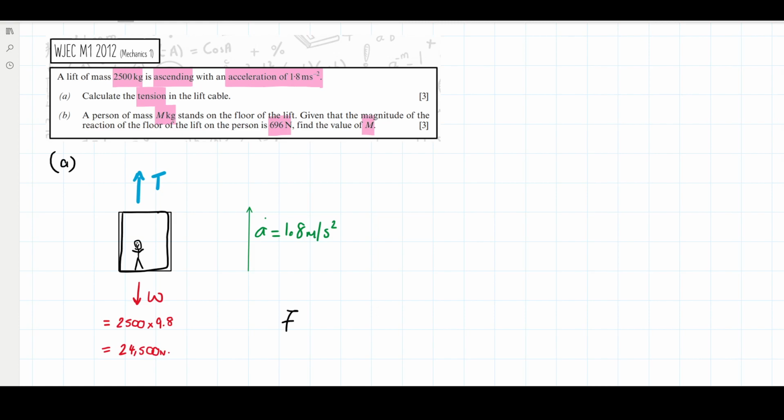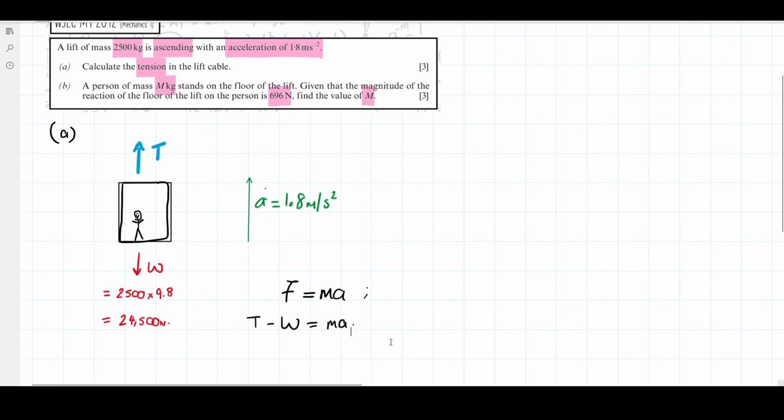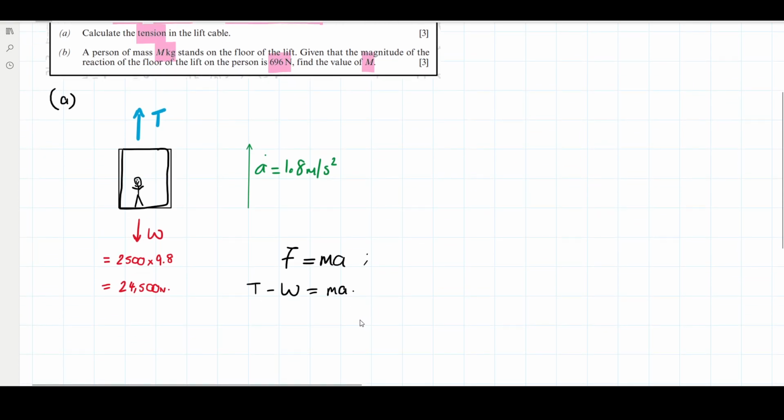When I consider F equals ma, I'm going to put the tension as positive since it's traveling in the direction of acceleration. I'm going to put the weight as negative. The tension is currently unknown. The weight can be substituted in. The mass is 2,500 and the acceleration is 1.8.